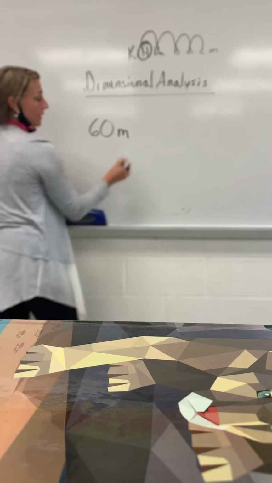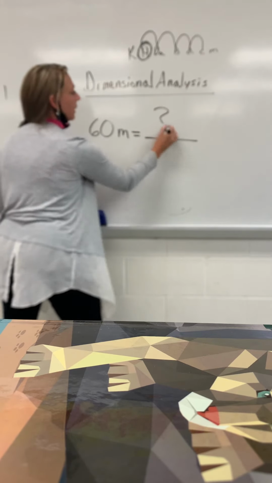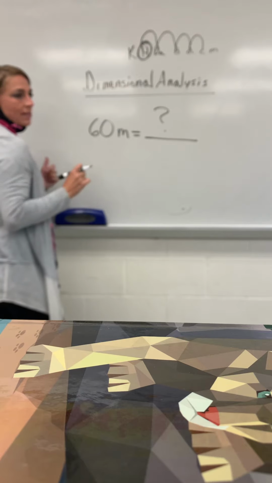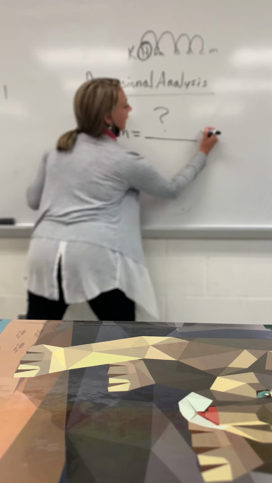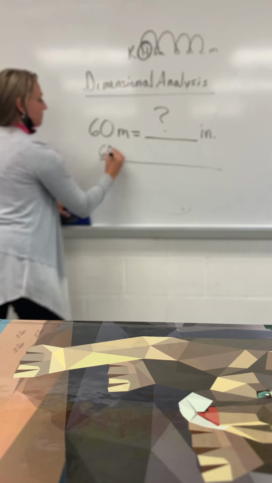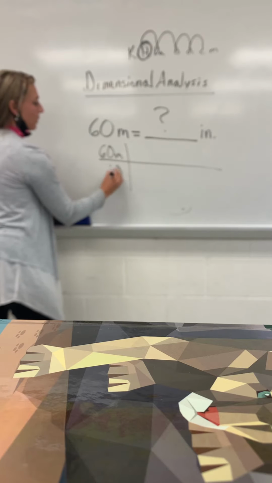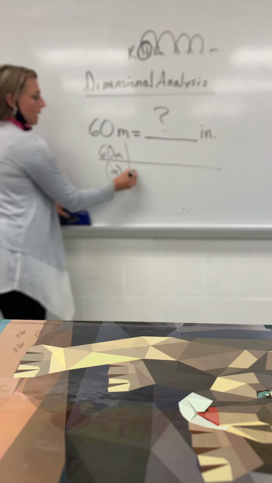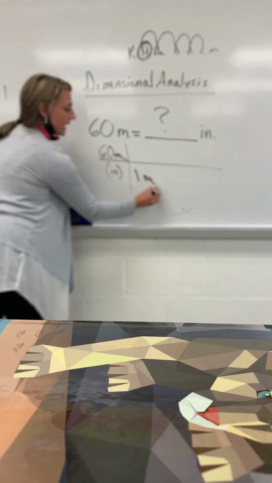Okay, let's do anything off the top of my head here. Let's come up with, let's say 60 is a good number, straight meters equals how many, what do we want to say? 60 meters equals how many, let's go inches. So nice easy one. So I'm going to put 60 meters on top. I'm going to remind myself I'm looking for inches here. So on bottom I want 1 meter because I want my meters to cancel.